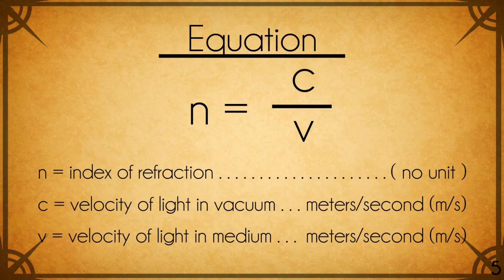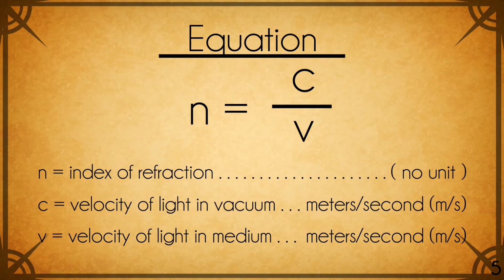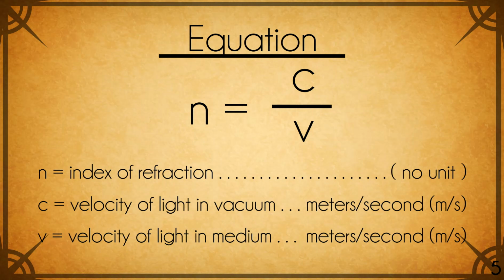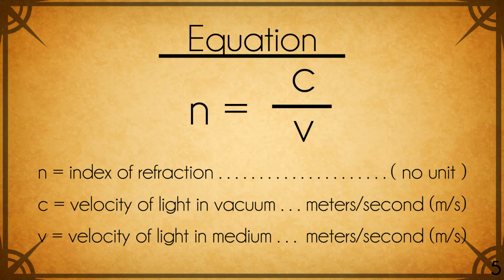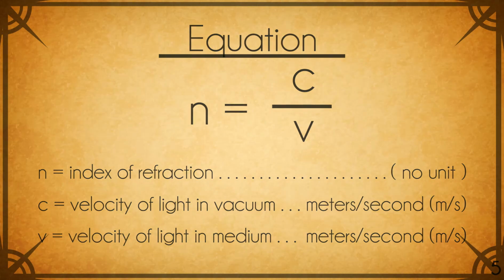The equation for the index of refraction is n equals c over v. n equals the index of refraction, which has no units. c equals the velocity of light in a vacuum, and v equals the velocity of light in a medium. They both have meters per second as units.